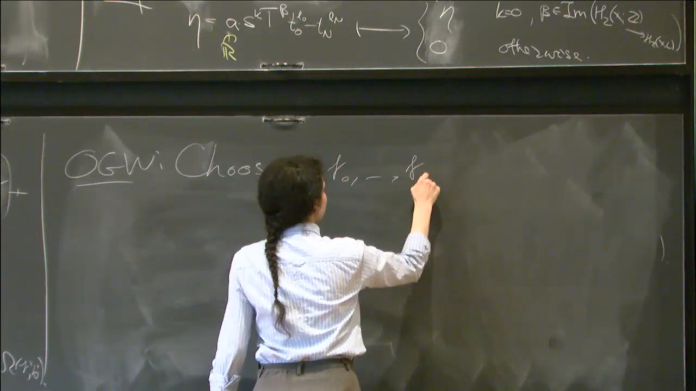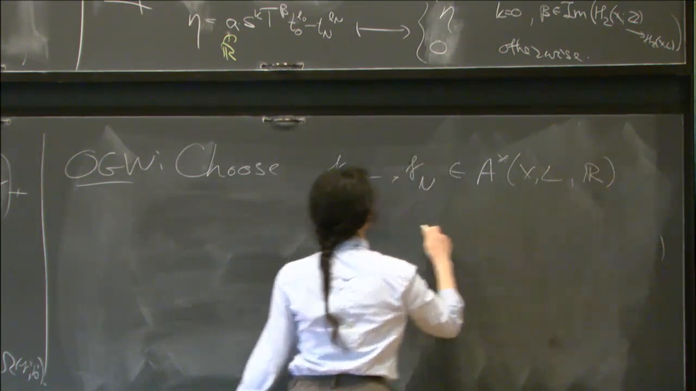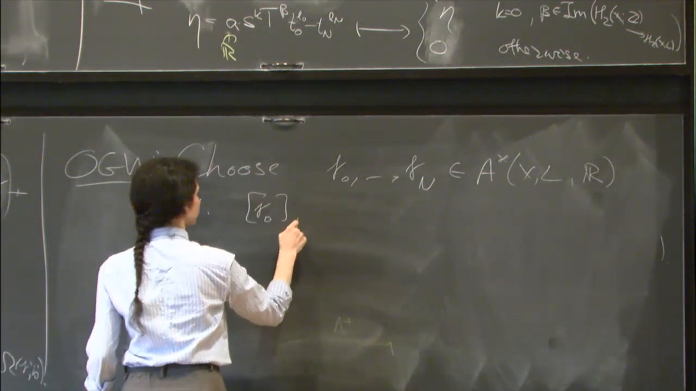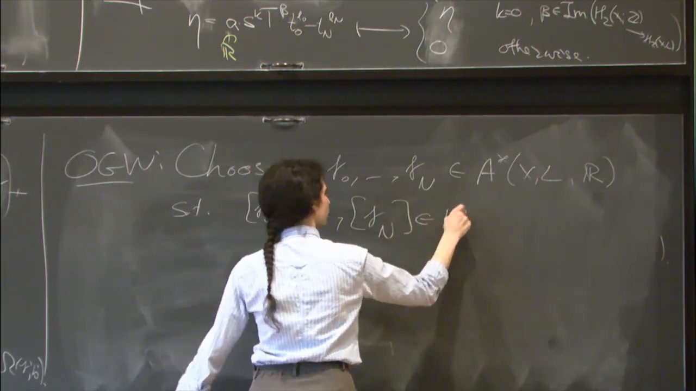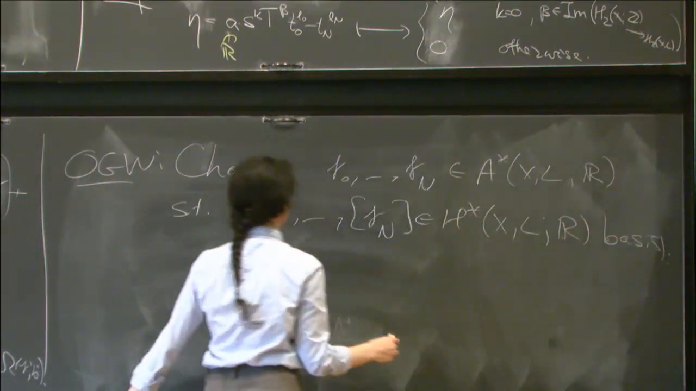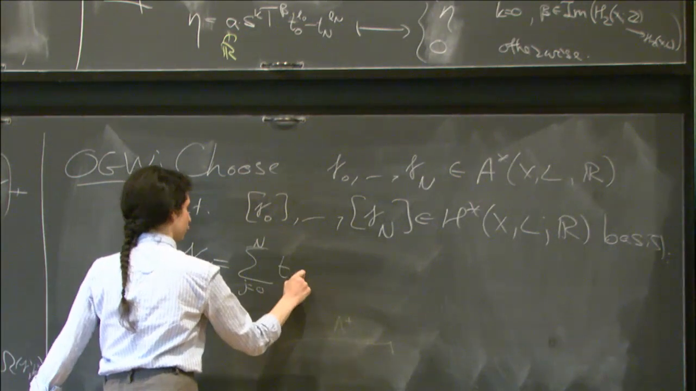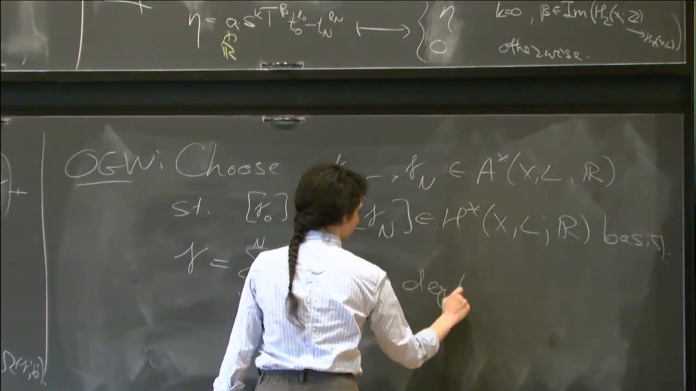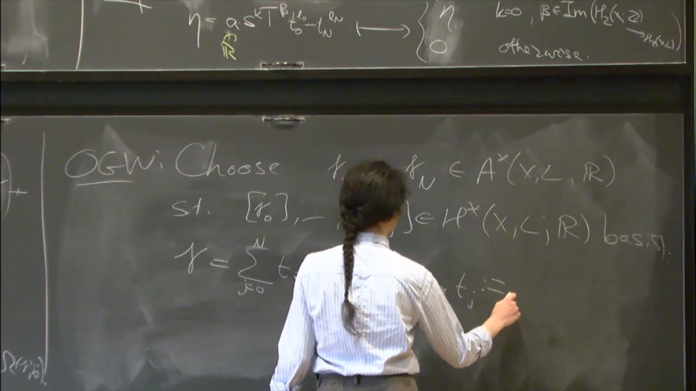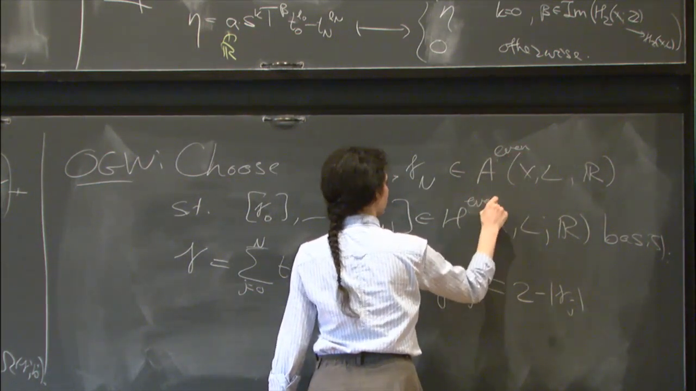Gamma 0, ..., gamma n, with just real coefficients for now, such that they represent a basis of the relative cohomology. And then I pick gamma to be the sum, j goes from 0 to big N, tj gamma j. And the degree of tj, remember I let myself pick any degree as long as it's even, so I want it to be 2 minus the degree of gamma, and of course I want the gammas to be of even degree, so it's not really all of the cohomology, just the even part.